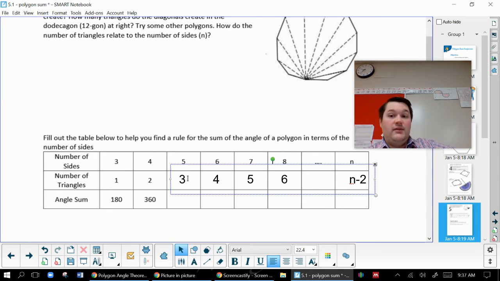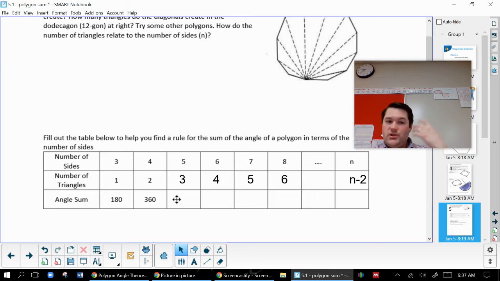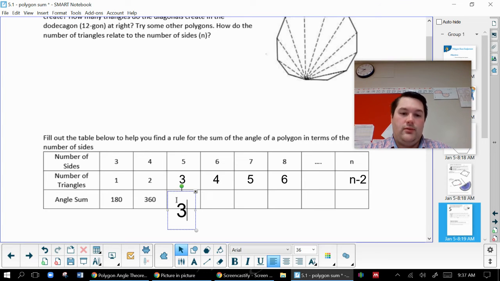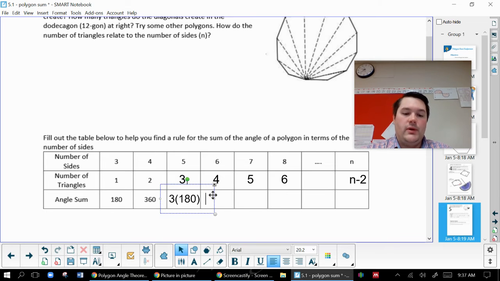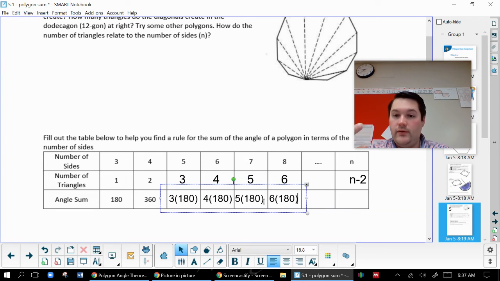So if I have a 17-sided shape, there's going to be 15 triangles in it every single time. From there, all we do to find the angle sum is just multiply by 180. So we take 3 times 180, whatever that is. I'm actually going to write it out because it's helpful to have it written out. We're just taking that number of triangles times 180. So 4 times 180, 5 times 180, 6 times 180. And keep in mind, these numbers that I'm multiplying by 180 are not the number of sides, they're the number of triangles in there. That's how we're figuring this out.